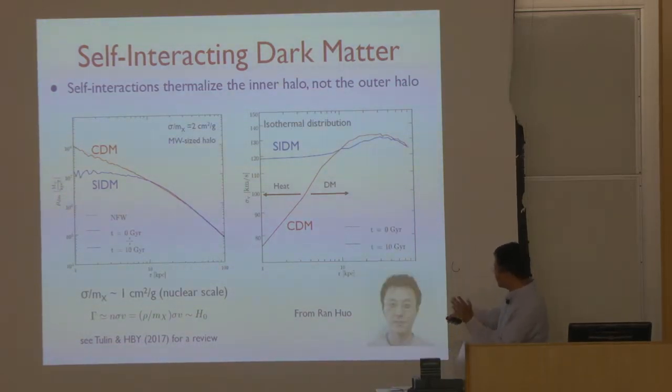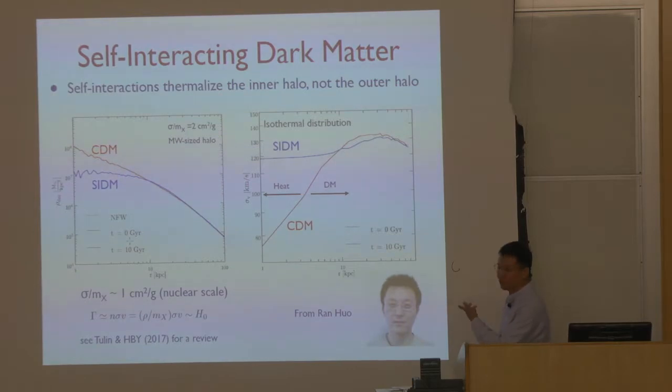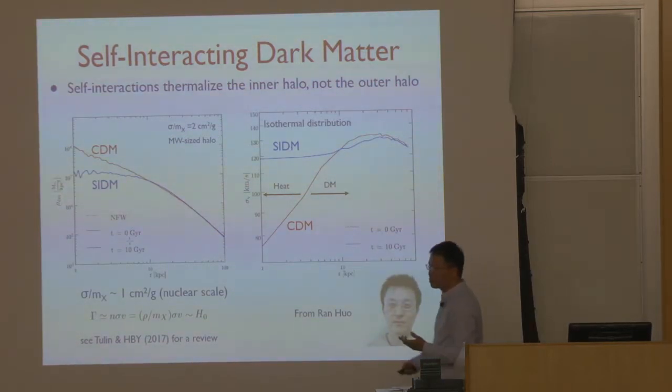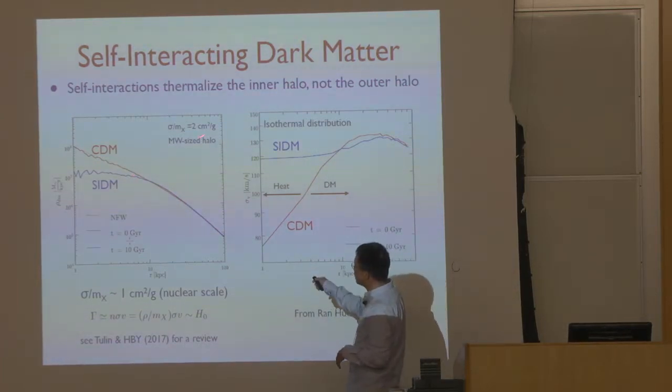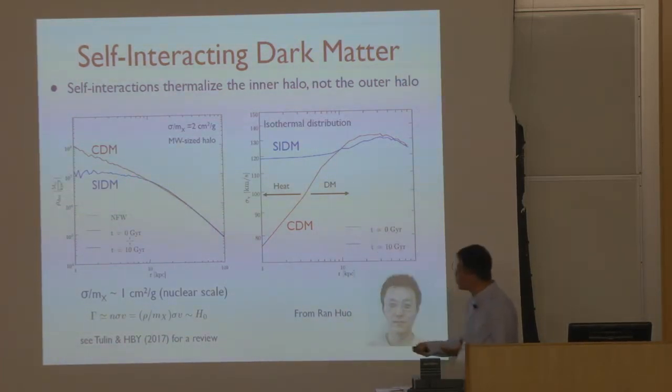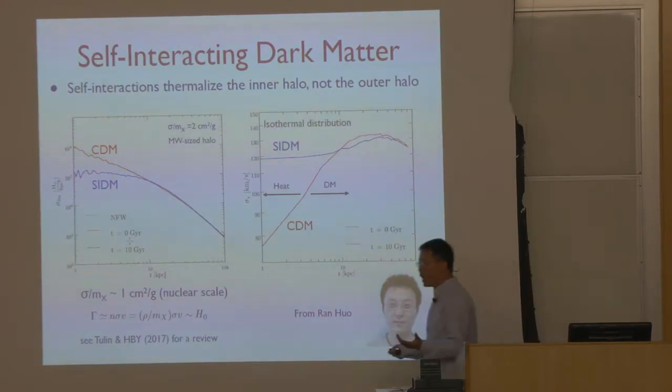This is a simulation result from Reinhold, a postdoc here. He is a particle physicist, but he spent a month writing a code to capture this effect in an N-body simulation, which is pretty remarkable to me. So what you do is you set up an initial condition. It's an isolated simulation, like CDM. Then you turn on the collision, wait for 10 gigayears, and you get a shallow density profile like this. Right? So why does this happen?